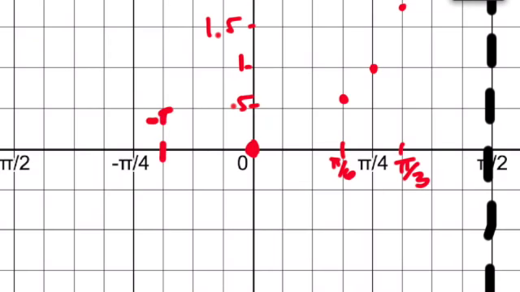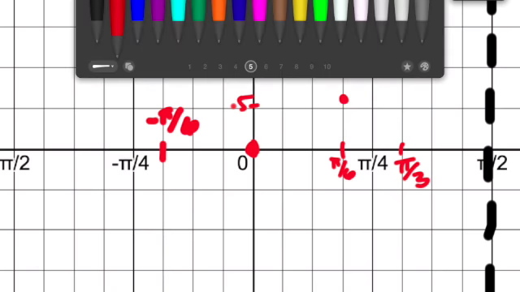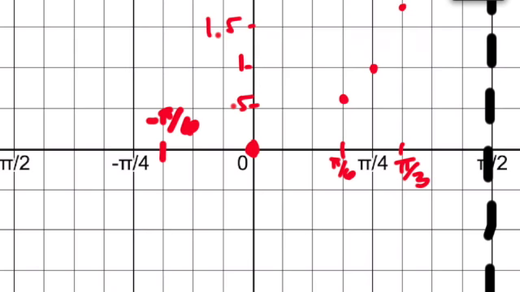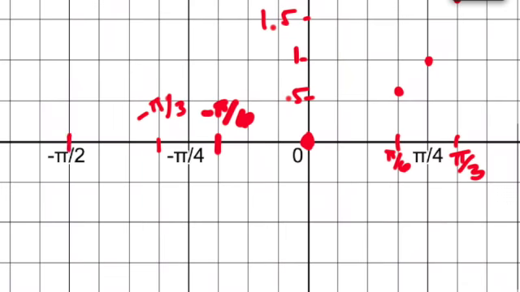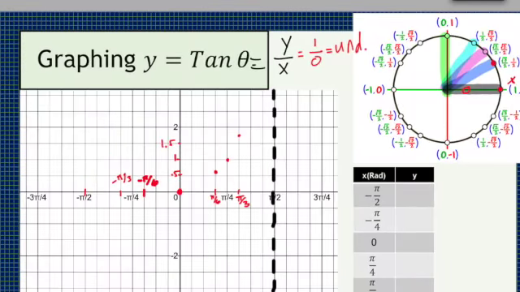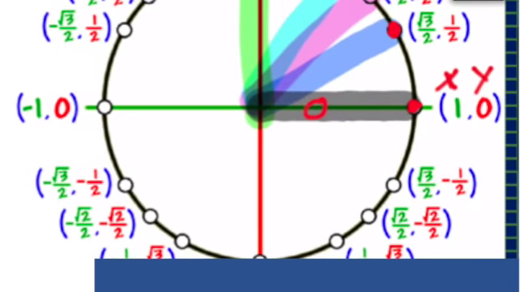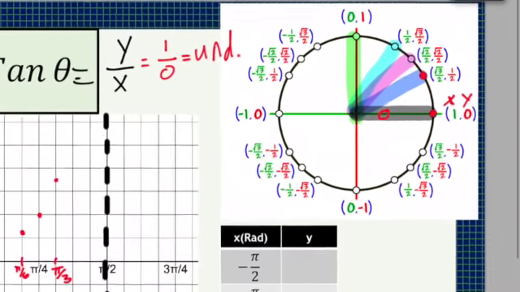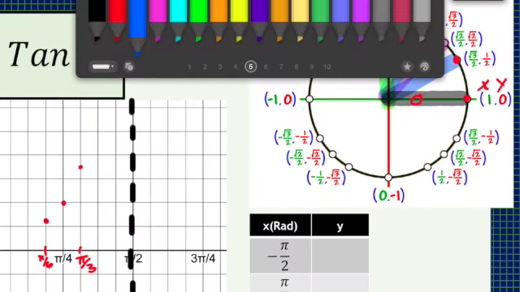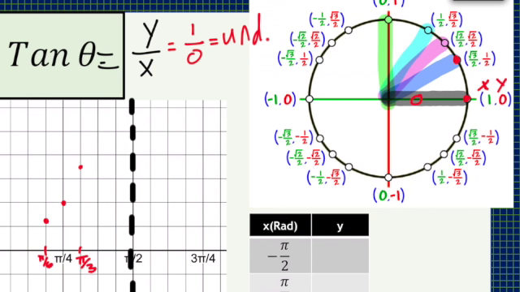We're going to have to plug in negative pi over 6, and then negative pi over 4, and then negative pi over 3. And then let's plug in negative pi over 2 as well. All right, so I'm going to go backwards on the unit circle. So that means I'm going to do the same thing over here. So we're going to go backwards. So if I go backwards, now I end up here.